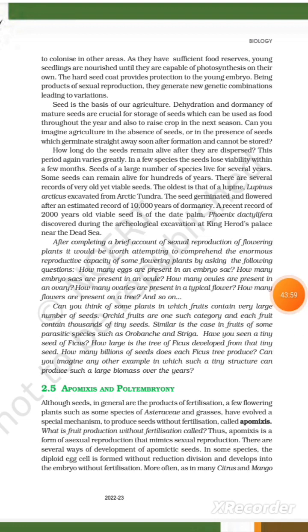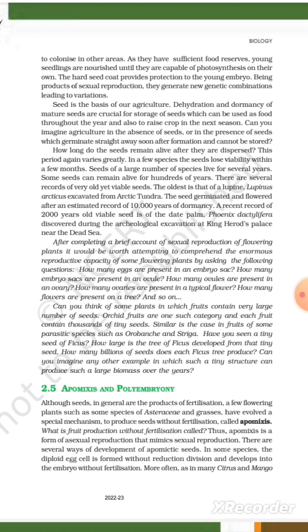After completing a brief account of sexual reproduction of flowering plants, it would be worth attempting to comprehend the enormous reproductive capacity of some flowering plants by asking the questions: how many eggs are present in an embryo sac, how many embryo sacs are present in an ovule, how many ovules are present in an ovary, how many ovaries are present in a typical flower, how many flowers are present on a tree, and so on. Can you think of some plants in which fruits contain a very large number of seeds?